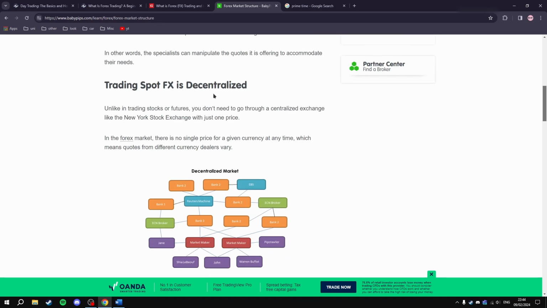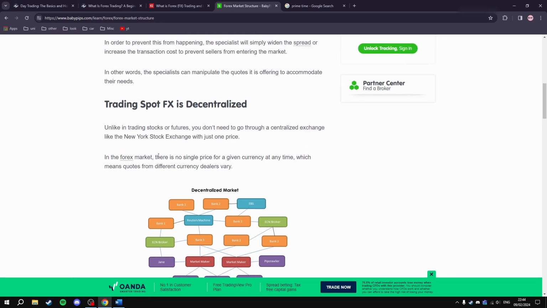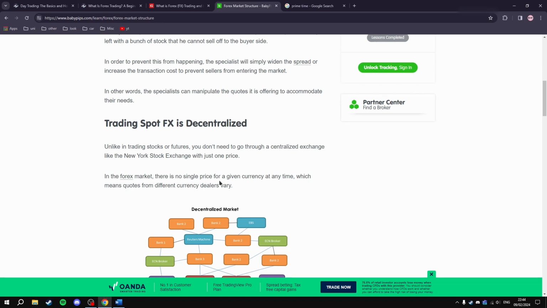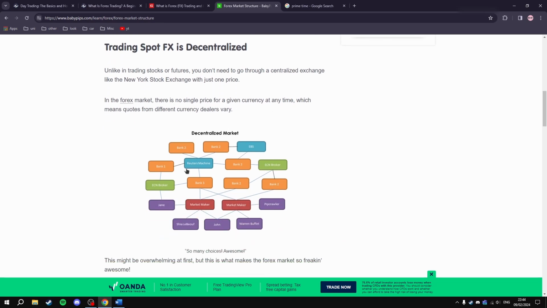Trading spot FX is decentralized. Unlike in trading stocks or futures, you don't need to go through a centralized exchange like the New York Stock Exchange with just one price. In the Forex market, there is no single price for a given currency at any time, which means quotes from different currency dealers vary.